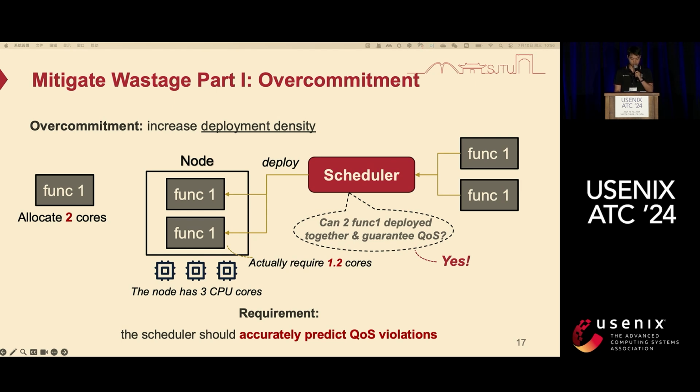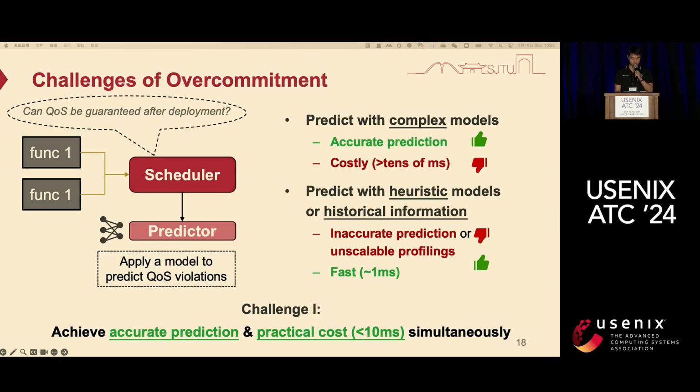Therefore, the key of overcommitment is that the scheduler should accurately predict QoS violations after the deployment density is deliberately increased. Otherwise, the user experience could be influenced. To predict instance QoS after overcommitment, many prior works leverage various models. However, the challenge is that the prediction cannot achieve high accuracy and low cost simultaneously.